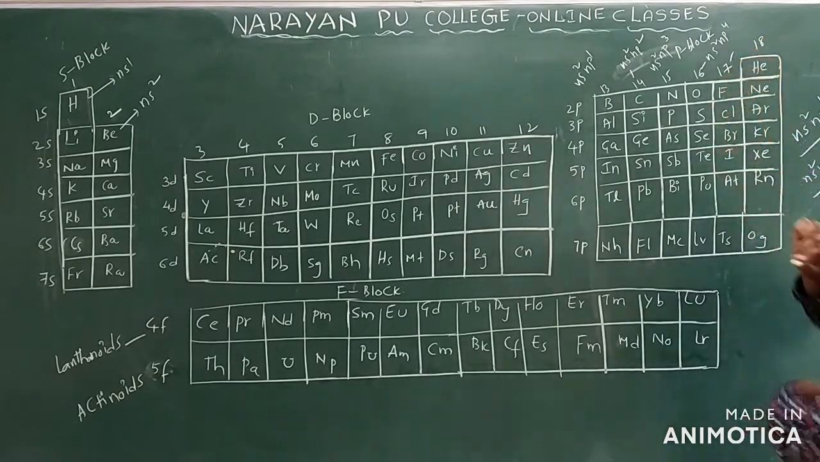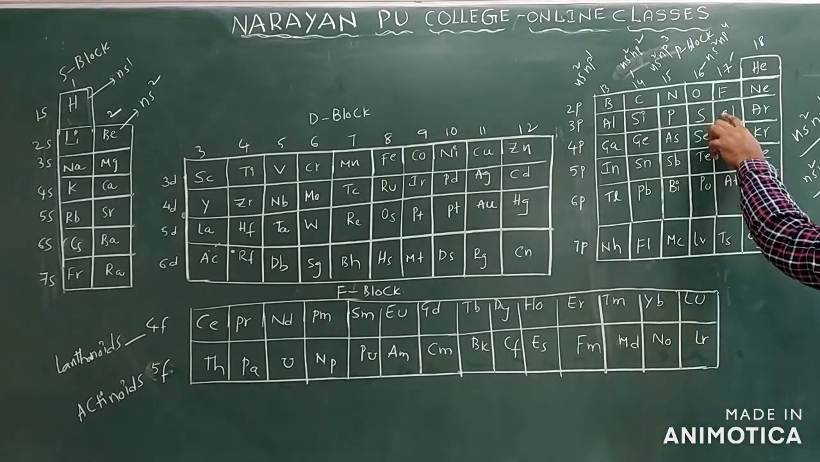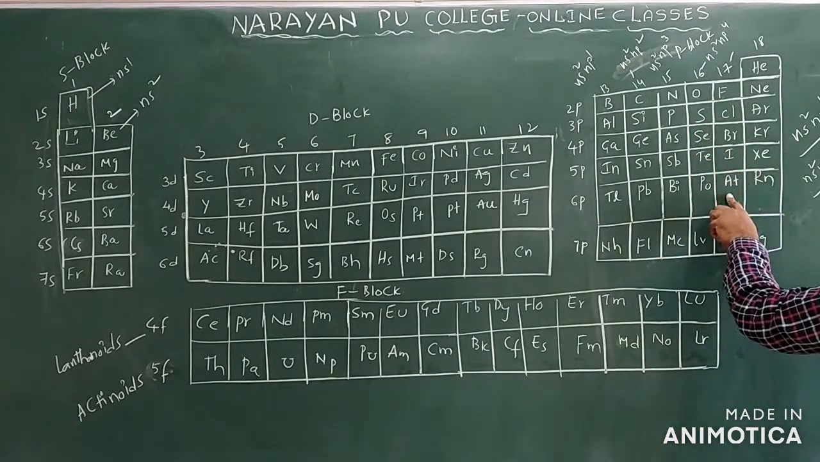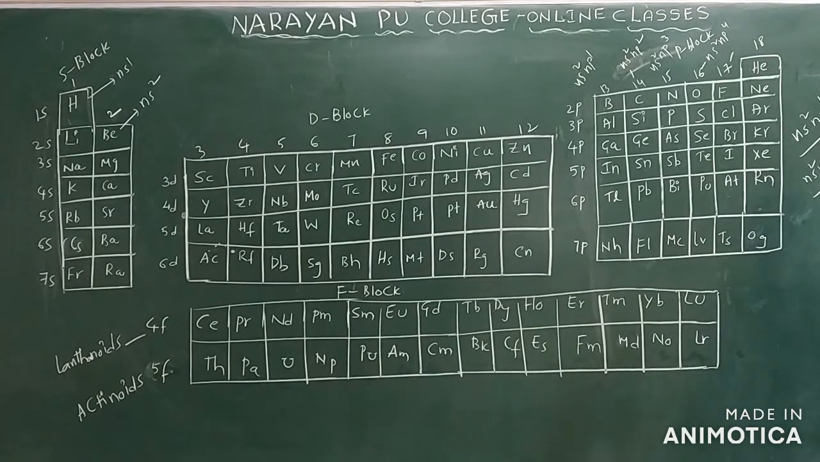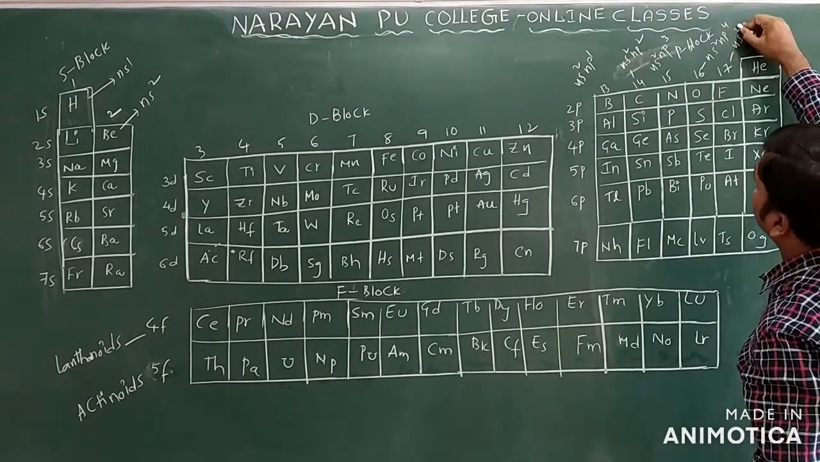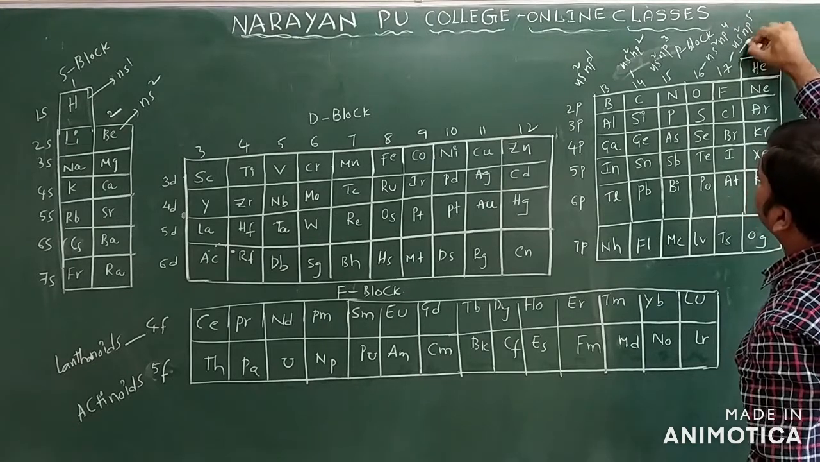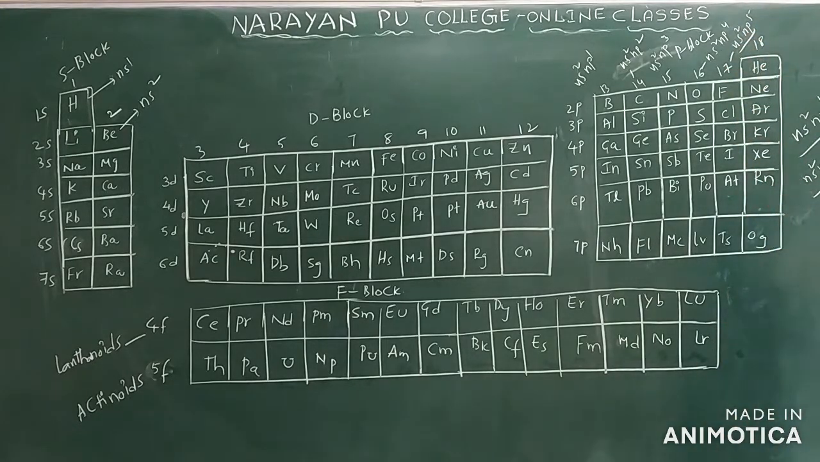Now we can see the 17th group elements, or you can say 7th A group elements also: fluorine, chlorine, bromine, iodine, and astatine. And the last one we have is tennessine, a recently added element. So the general electronic configuration of these elements is ns2 np5.